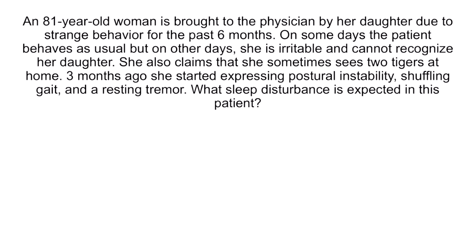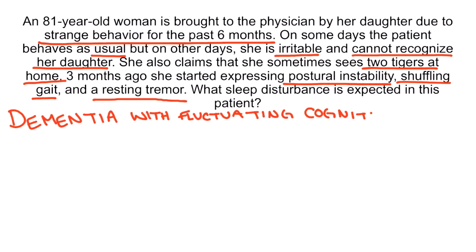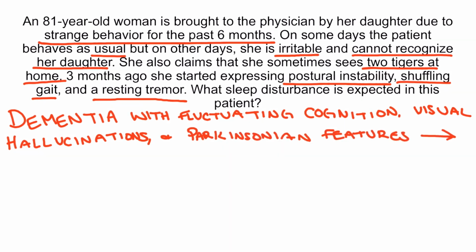This patient presents to the physician due to strange behavior for 6 months. On some days, the patient behaves as usual, but on other days, she is irritable and cannot recognize her daughter. This pattern is consistent with fluctuating cognition. She also claims that she sometimes sees 2 tigers at home, which suggests she is experiencing visual hallucinations. 3 months ago, she started expressing postural instability, shuffling gait, and the resting tremor. These are signs of Parkinson's disease. Dementia with fluctuating cognition and visual hallucinations, along with Parkinsonian features, suggests the diagnosis of dementia with Lewy bodies.